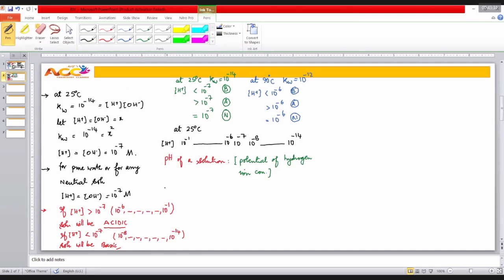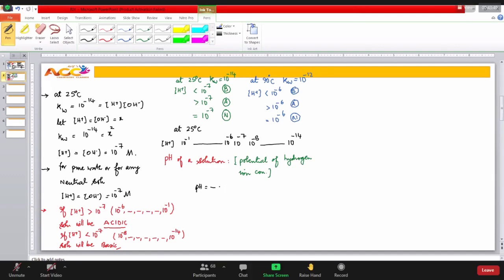Water moves from higher level to lower level. Electric energy flows from higher potential to lower potential. Potential means level. Here we are trying to enjoy the level of H plus ion, and what Sorensen suggested is that the pH of a solution should be given as minus log of H plus ion concentration.